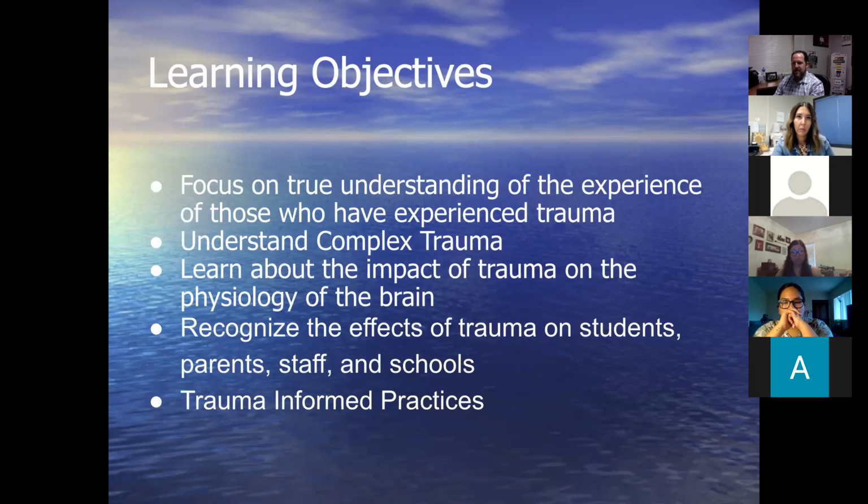We're going to focus a lot today on complex trauma. There are simple traumas and complex traumas, so we'll spend a good amount of time on complex trauma to understand how it impacts our students, or how it impacts young people who are exposed to traumatic events. We'll learn about the impact on the physiology of the brain and how that changes the neurons and the physiology of the organic structures. We'll recognize the effects of trauma on students, parents, staff, and schools, and look at trauma-informed practices.